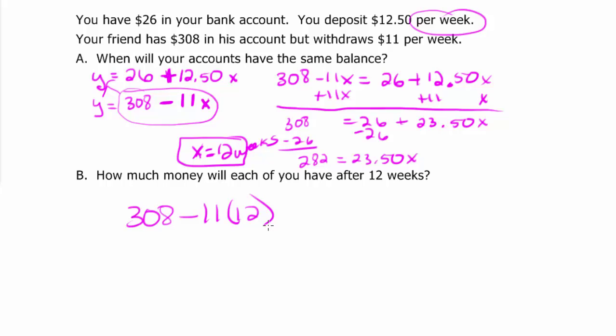Okay, so we have 308 minus 11 times 12. So you should both end up with $176 at 12 weeks. Okay?